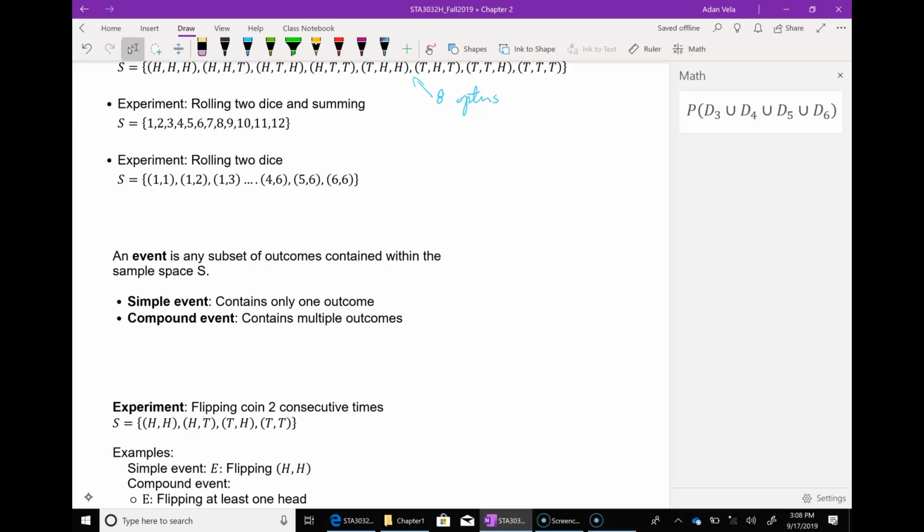A compound event contains multiple outcomes. So a compound event might be rolling a 6 or lower. The reason it's compound is because it's actually generated by a bunch of different events: rolling a 1, 2, 3, 4, 5, and 6. That's what makes it a compound event.